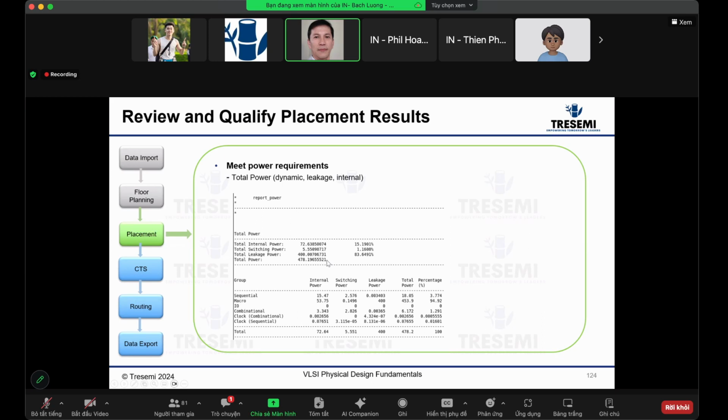Okay, so in summary, make sure there's no or minor timing violation. DRV should be clean except on clock nets. All cells should be legalized. Routable design, and meet power constraints.